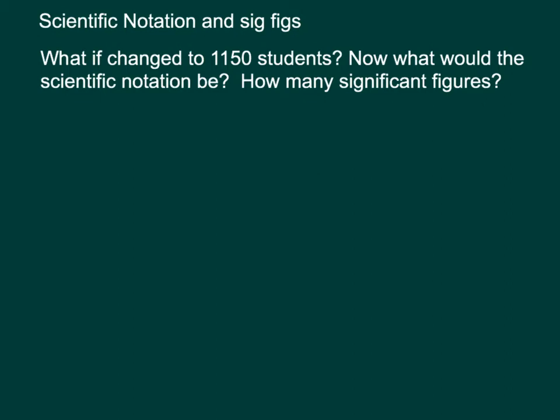So let's assume for a second that this number was given to us as just this. You had 1,150 students. You didn't know whether every student was counted individually or maybe it was rounded. Well, without that certainty, you might call it 1.15 times 10 to the third and leave the 0 out, and this would have 3 significant figures.